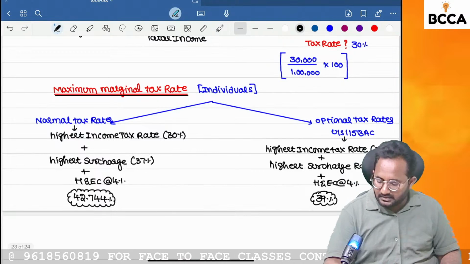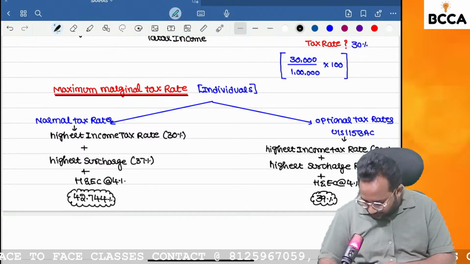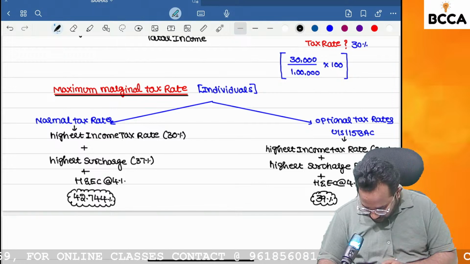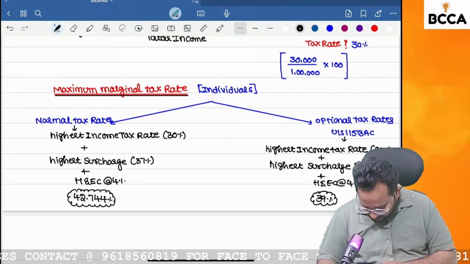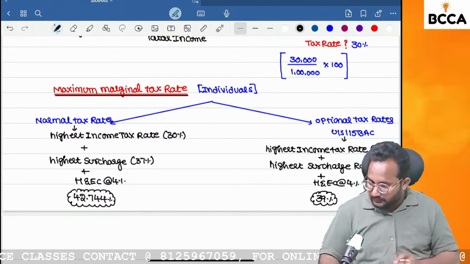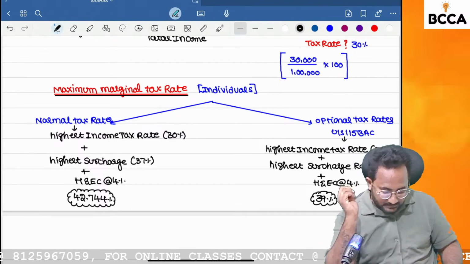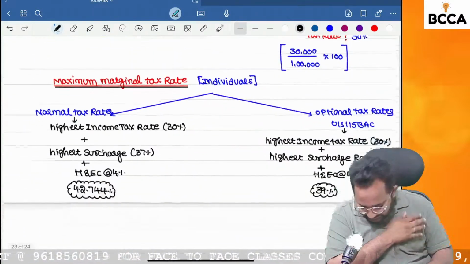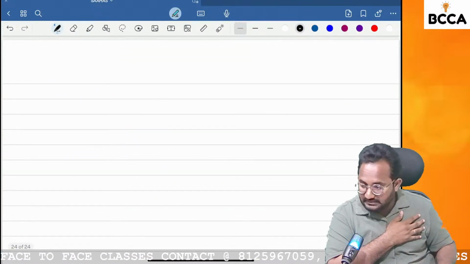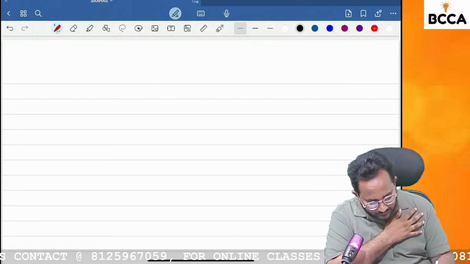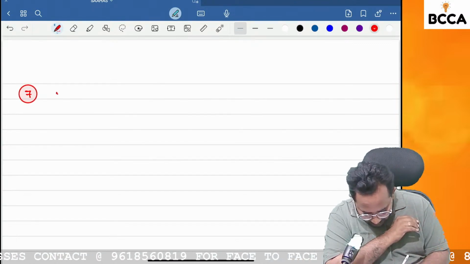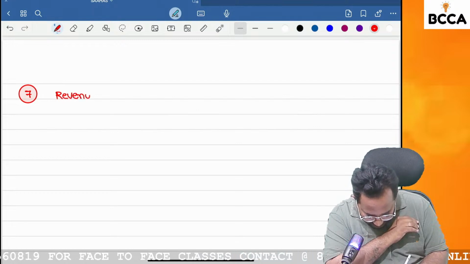If it is over, then we will start with the next concept, ma. Shall we start? Yes. Can you tell me concept number 7? What is that concept number 7? Revenue receipt versus capital receipt.